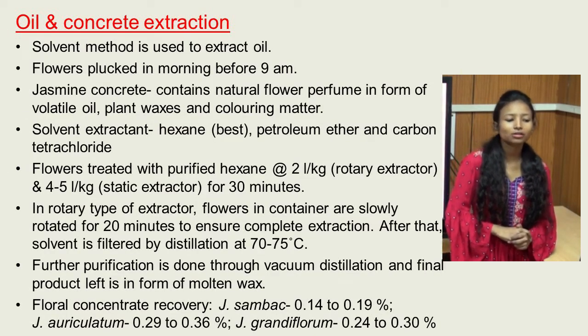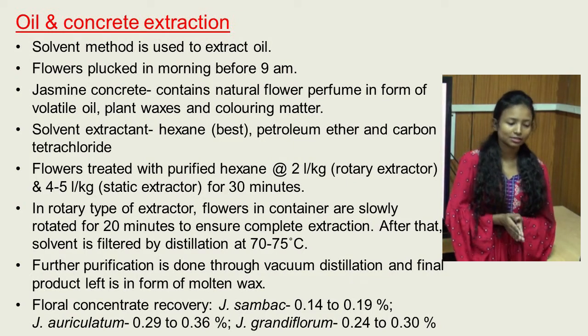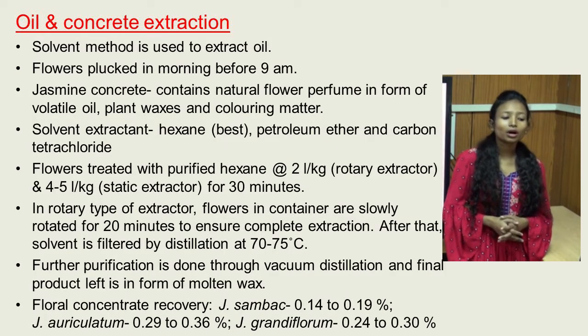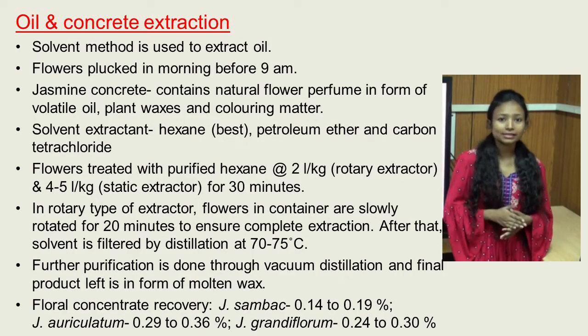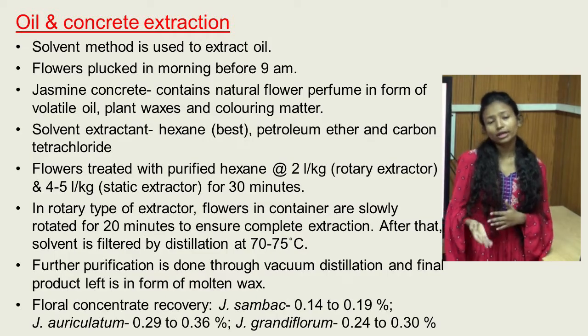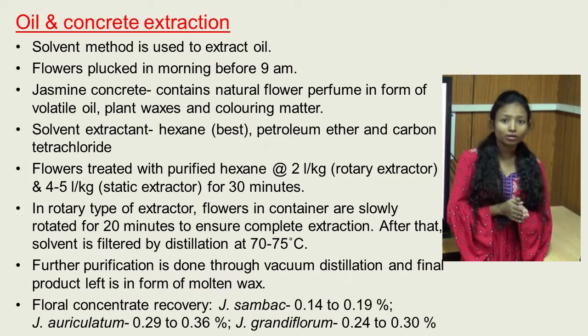Okay, oil extraction and concrete extraction. This is a very important operation in the case of jasmine and other aromatic flower crops like rose and tuberose also. So in jasmine, these volatile oils are present on the inner and upper surface of the sepals and petals, and the oil glands are so deeply seated that steam distillation is not practical, like in the case of rose oil. In the case of rose, steam distillation is utilized, but in the case of jasmine, solvent extraction is mainly utilized.